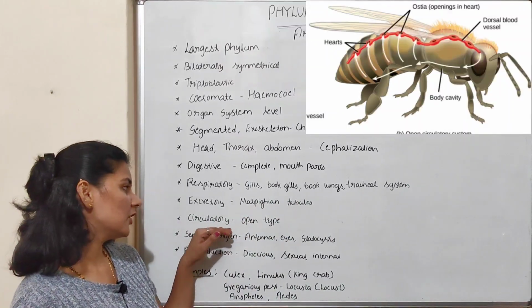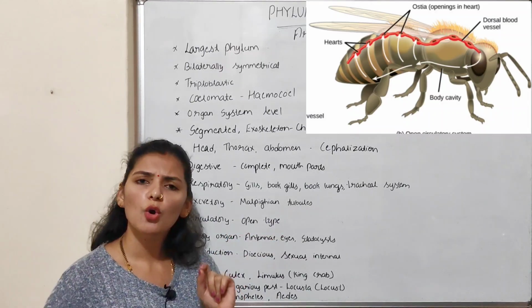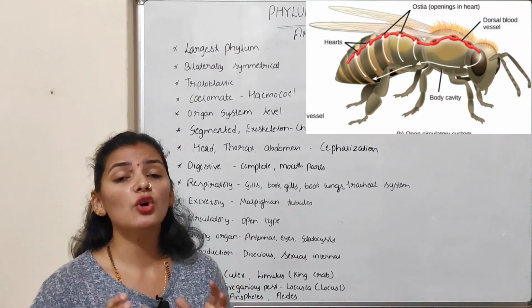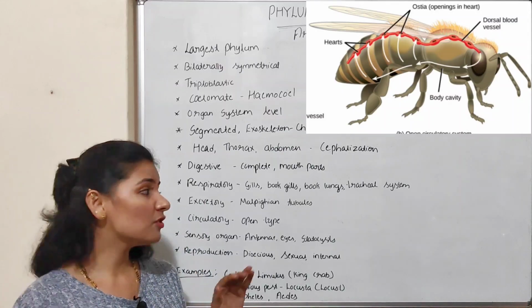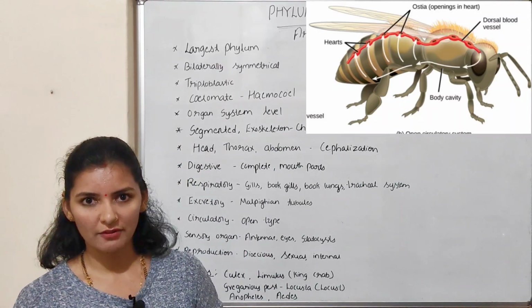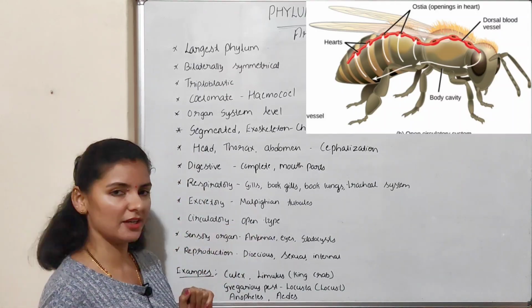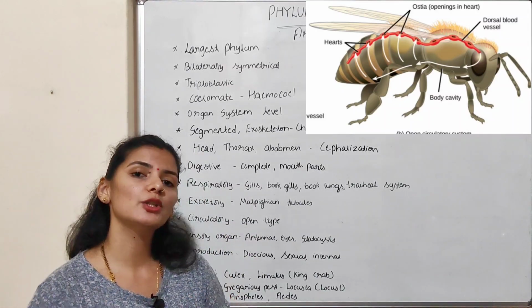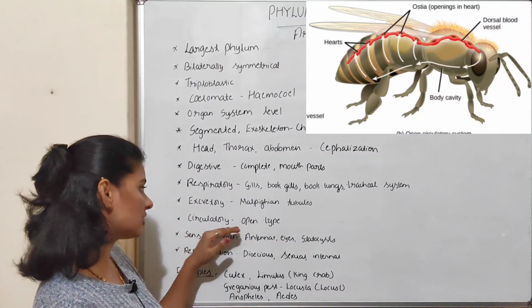Next is the circulatory system. The circulatory system in arthropods is open type. Open type means blood will not always flow within a closed system like vessels. But in arthropods, blood enters the sinuses or the body cavity, or it will bathe the tissues. So that is the meaning of open type circulatory system. The blood in arthropods has a pigment called haemocoel. So that is about the circulatory system.